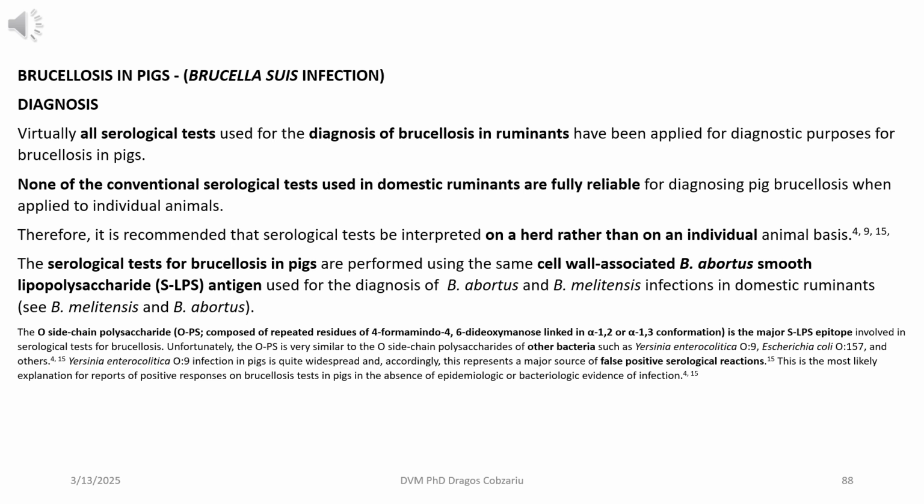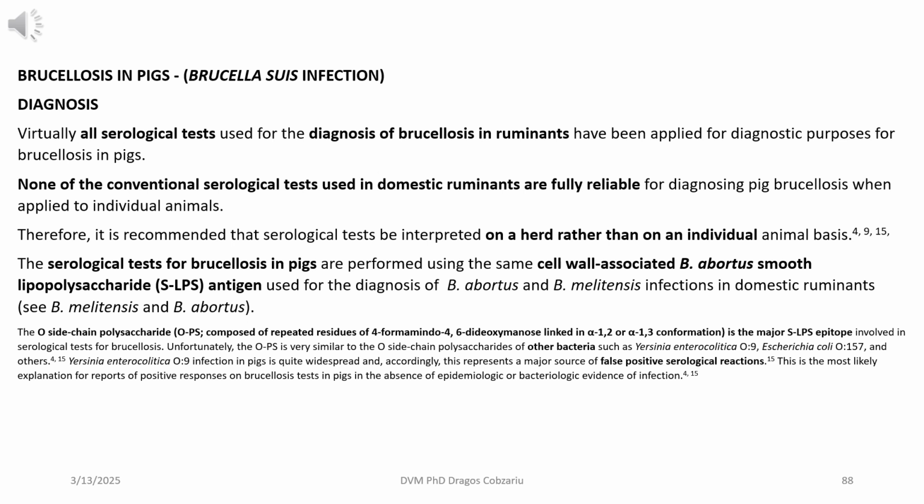Indirect tests. Virtually all serological tests used for the diagnosis of brucellosis in ruminants have been applied for diagnostic purposes for brucellosis in pigs. None of the conventional serological tests used in domestic ruminants are fully reliable for diagnosing pig brucellosis when applied to individual animals. Therefore, it is recommended that serological tests be interpreted on a herd rather than on an individual animal basis.